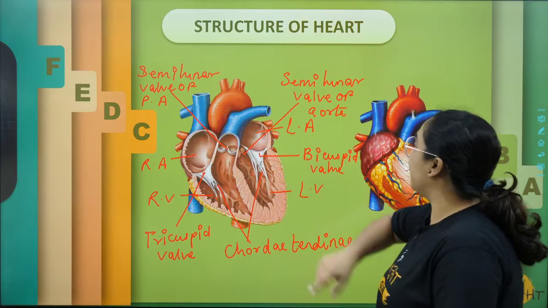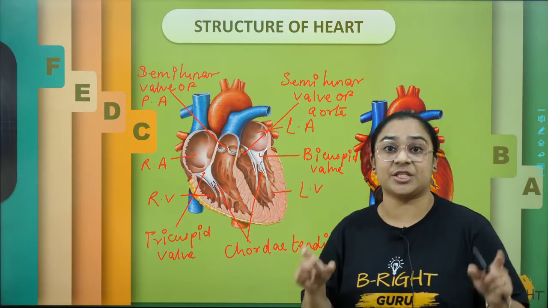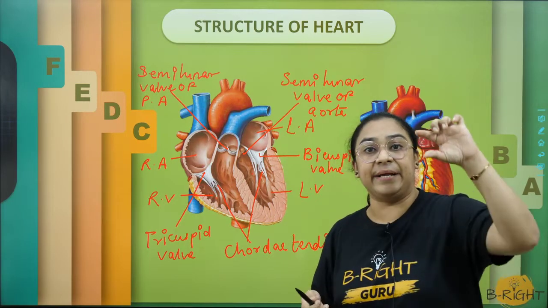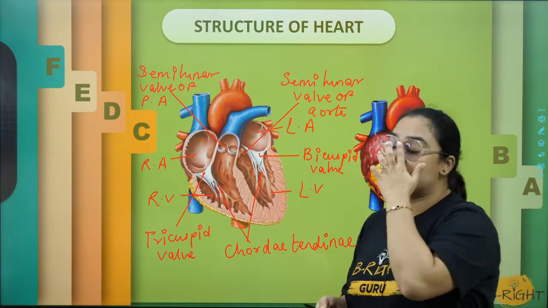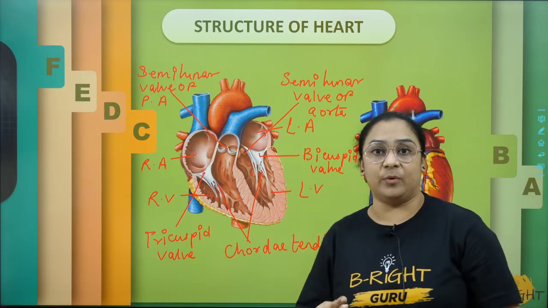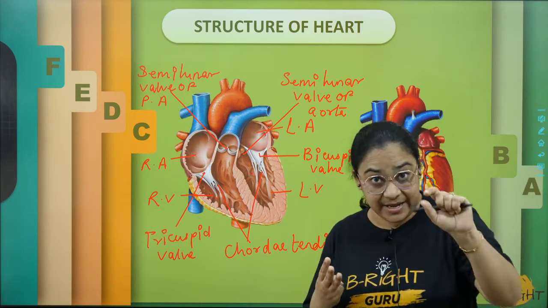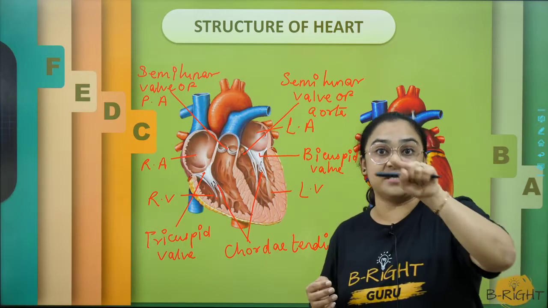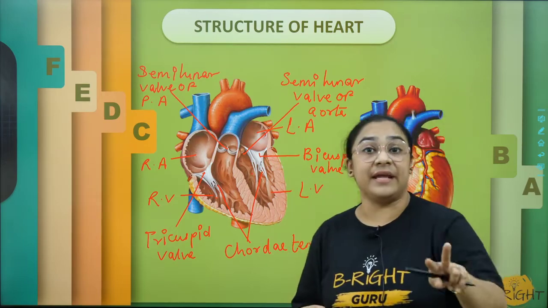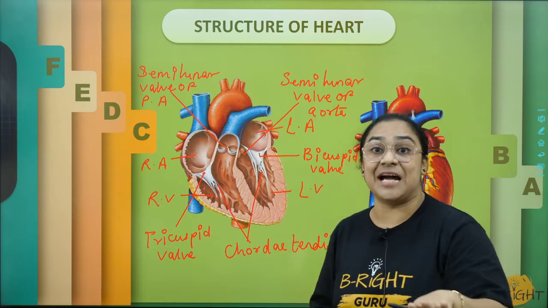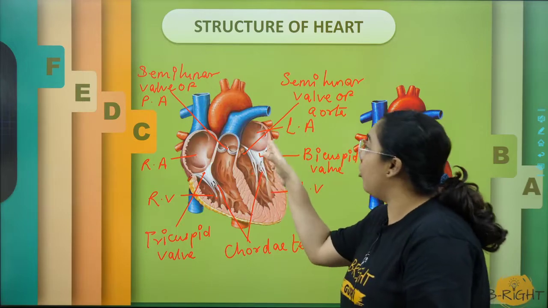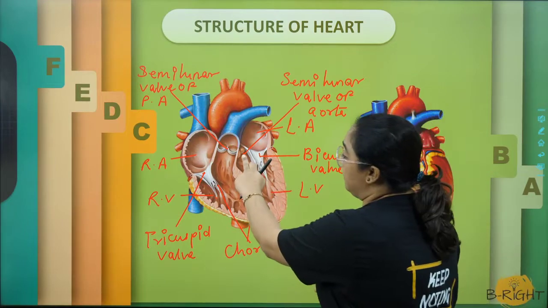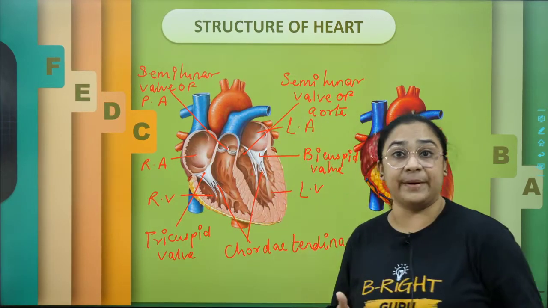All right, so the semilunar valve of aorta, let us quickly learn its location and function. Semilunar means half moon, crescent shapes. So we will say these are made up of 3 pocket shaped flaps which are present at the opening of the aorta. Where are they located? Exactly at the opening of the aorta.